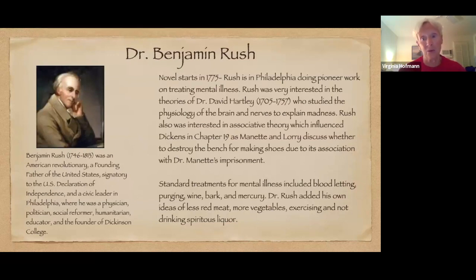If you read about Dickens, he was very interested in David Hartley. And they talk about whether or not to destroy the bench for making shoes, due to its association with Minette's illness. Standard treatments at the time, if you're unaware, included bloodletting, purging, wine, bark, and mercury. Dr. Rush added his own ideas of less red meat, more vegetables, exercising, and not drinking spirituous liquor.